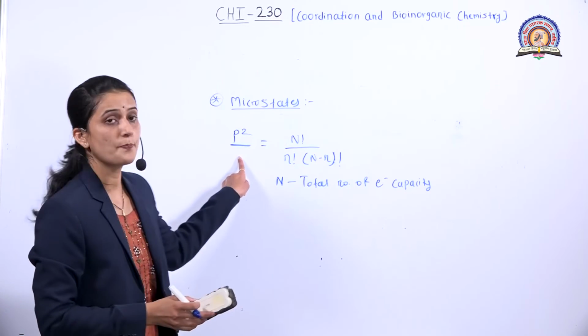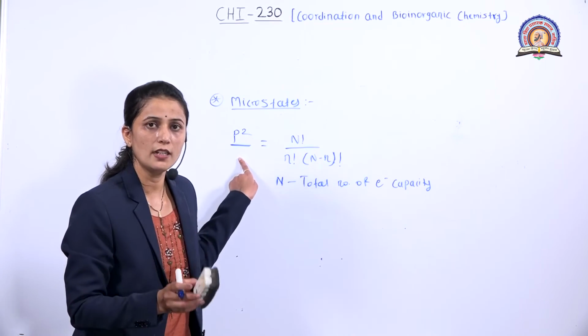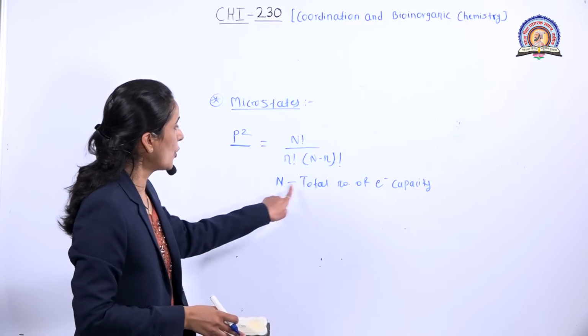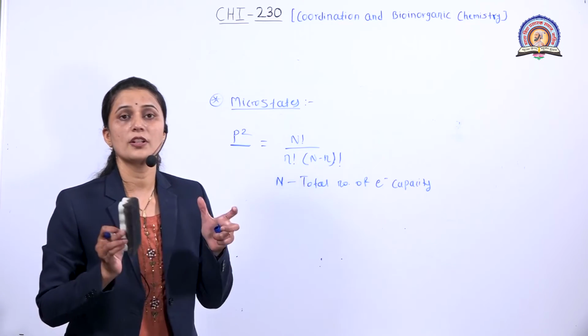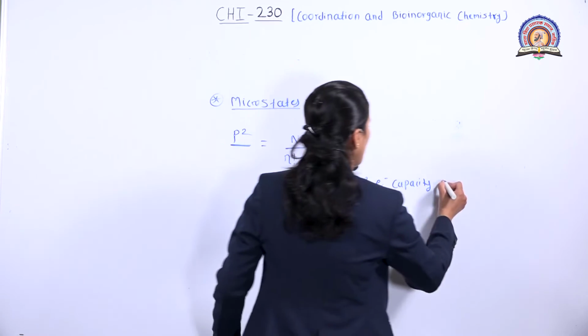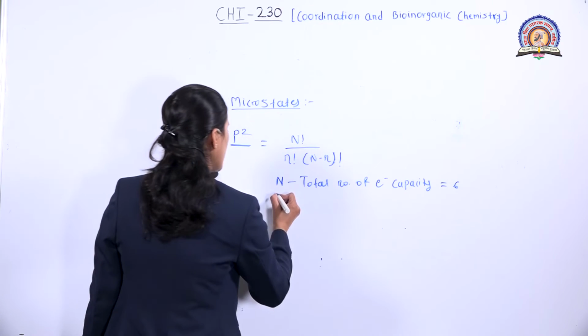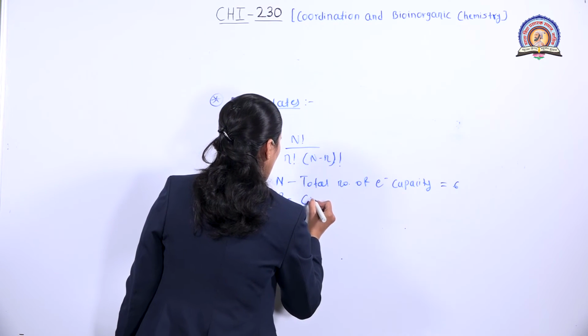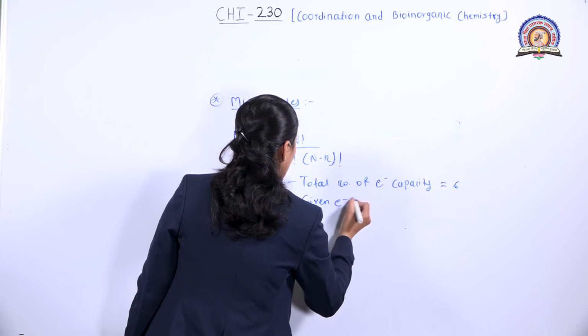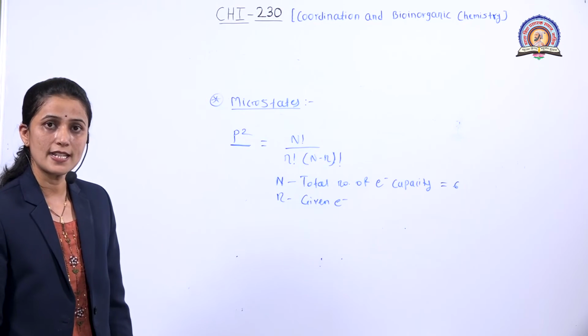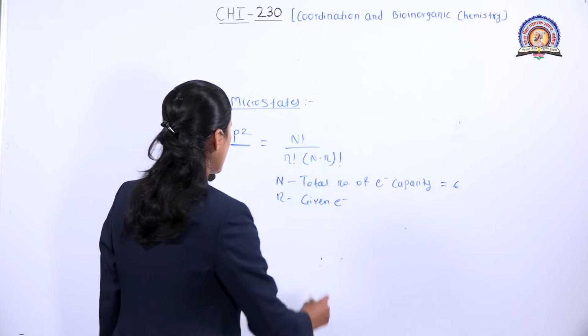Suppose this is the p orbital. We know that there are 3 orbitals in p, so the total electron capacity of the p orbital is 6. So capital N is 6. And what is small n? The given or present electrons. So let's see how to calculate the microstates.